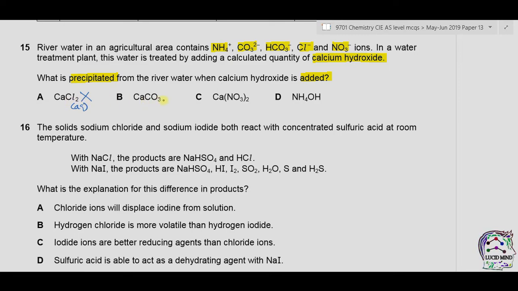B is calcium carbonate, which is insoluble salt, so it can be precipitated out. C is calcium nitrate, as we know that all nitrates are soluble, so C is also incorrect. D is ammonium hydroxide, which is also aqueous as it is soluble, so it will not be precipitated out. So only compound that can be precipitated is calcium carbonate.